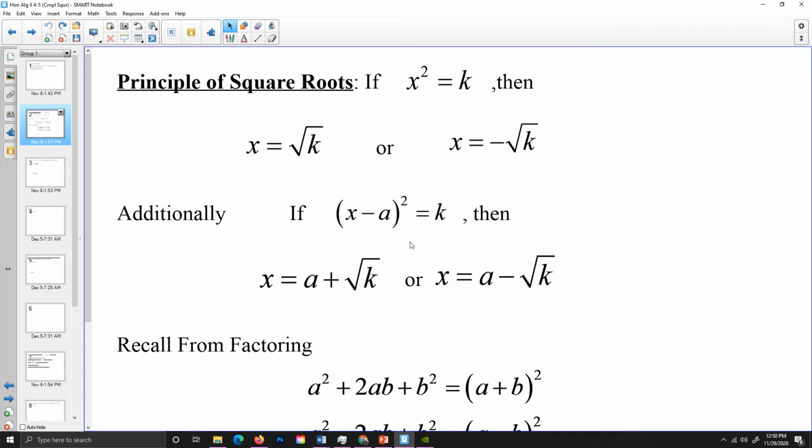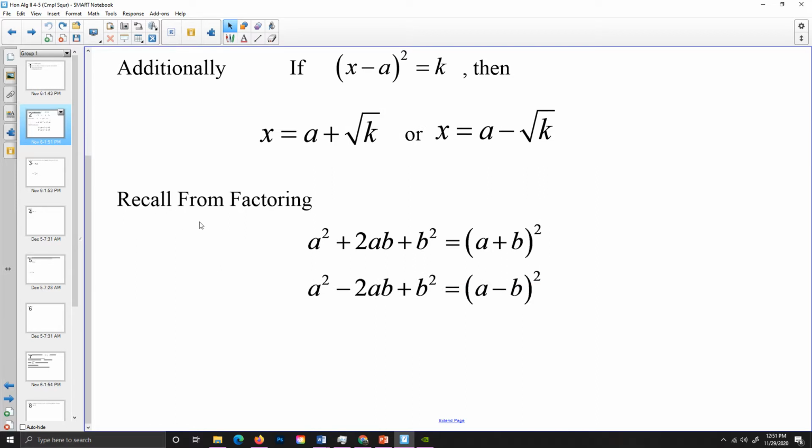The solution to this would be to first take the square root of both sides and then add a to both sides, which would give us a plus square root of k or a minus square root of k. If you recall from our last section on factoring, there were two perfect square binomials. We're going to use these to help us solve these equations.